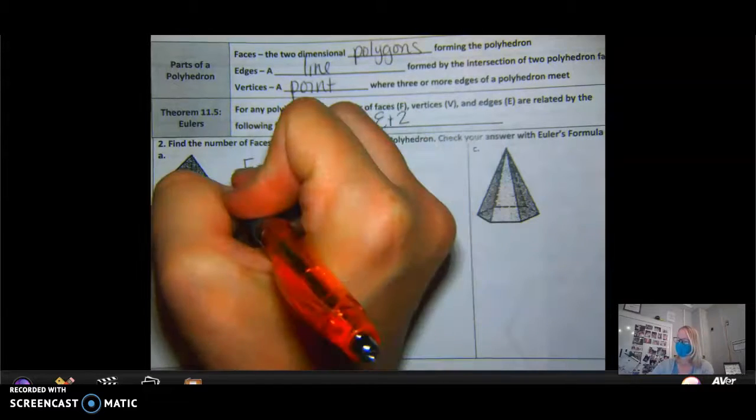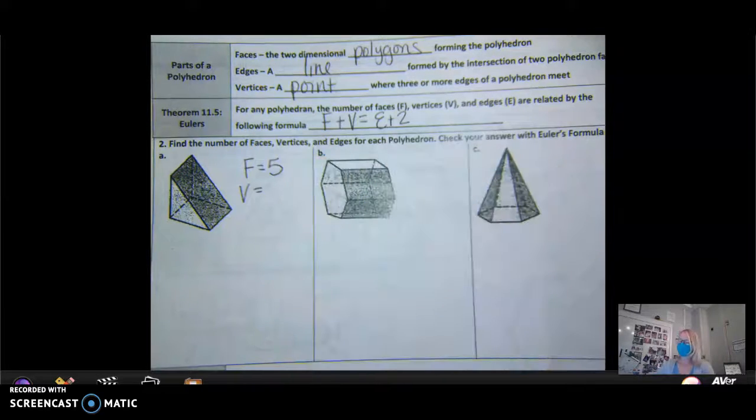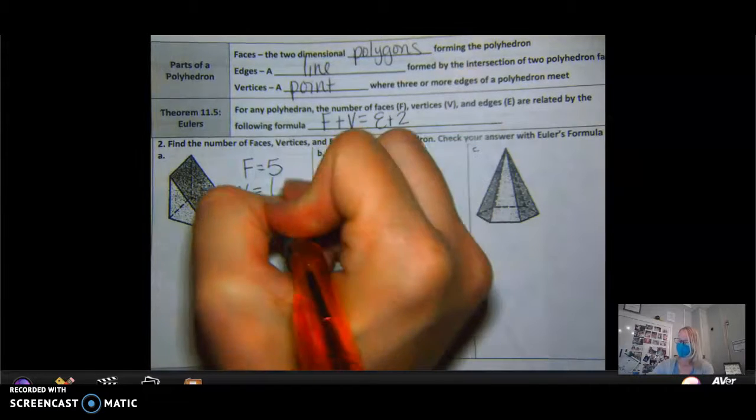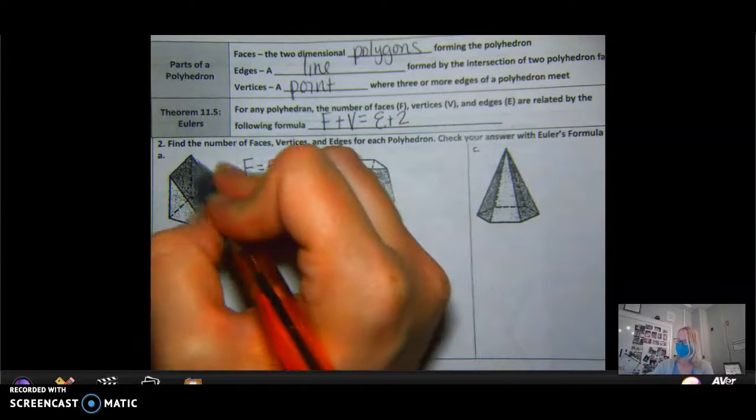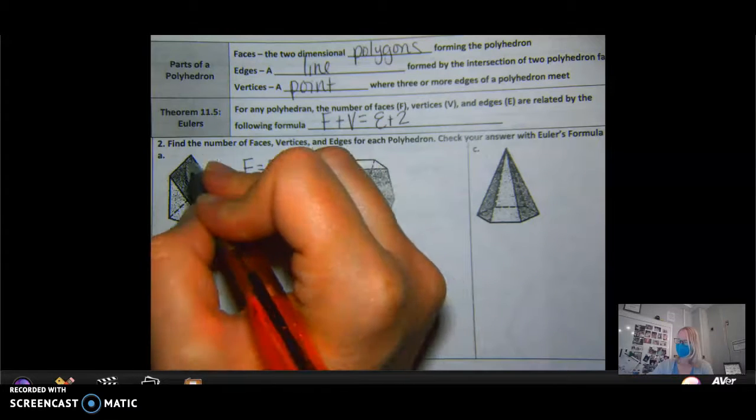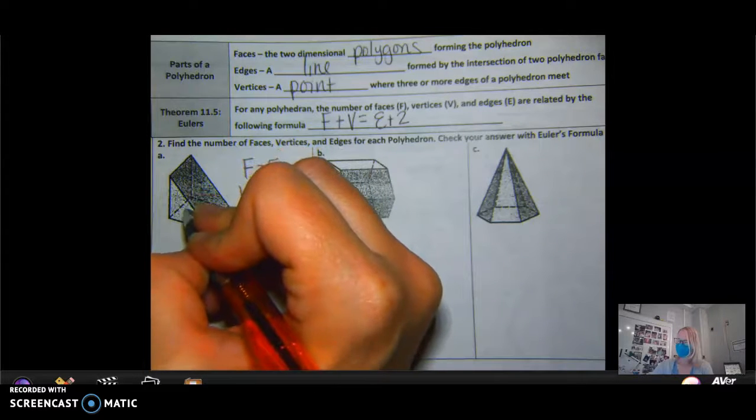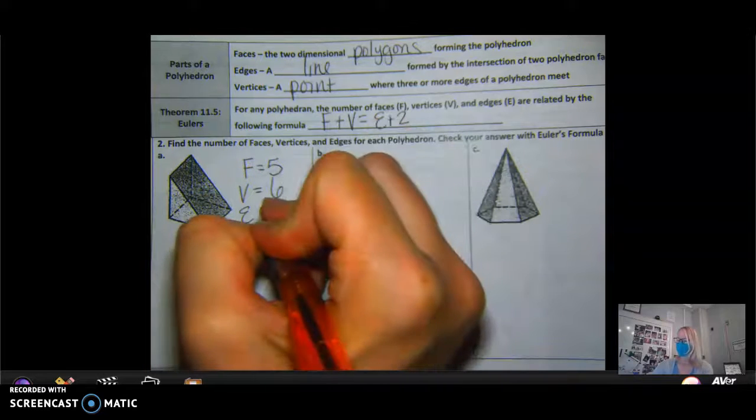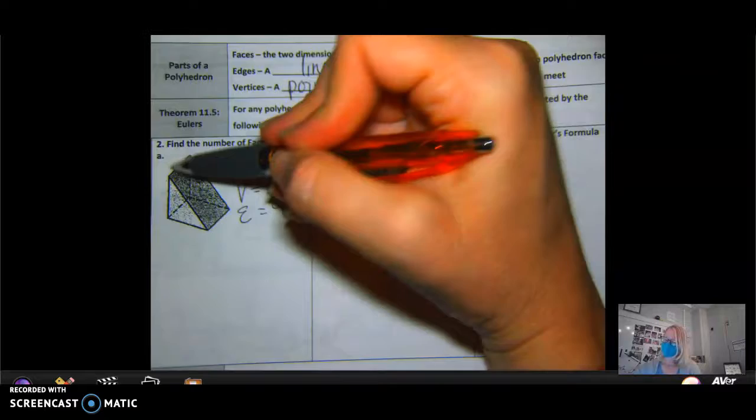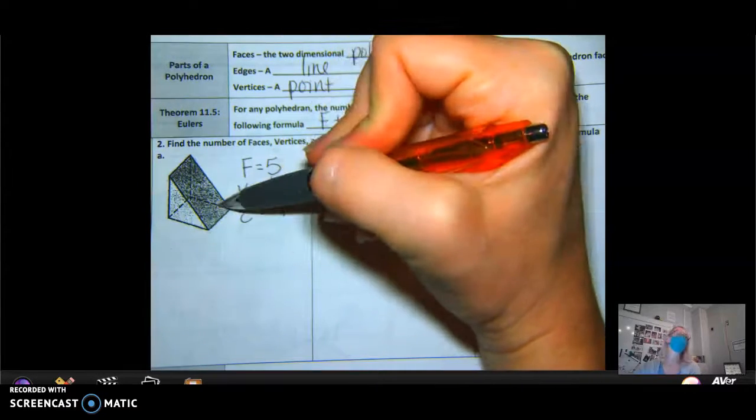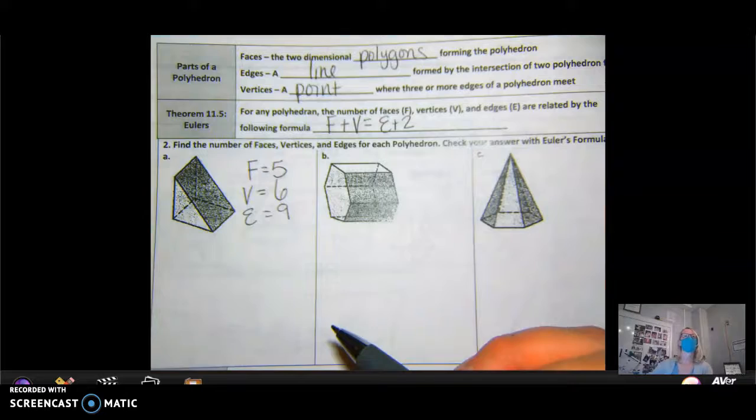How many vertices does this guy have? So vertices are my points. Yep. And how many edges? So lines? I have more than that, I think. Yeah, I'm getting 9. I'm getting 1, 2, 3, 4, 5, 6, 7, 8, 9. You guys agree or disagree?